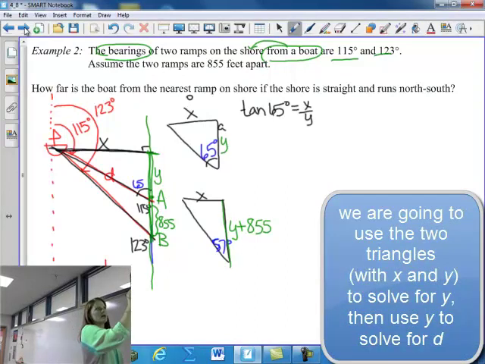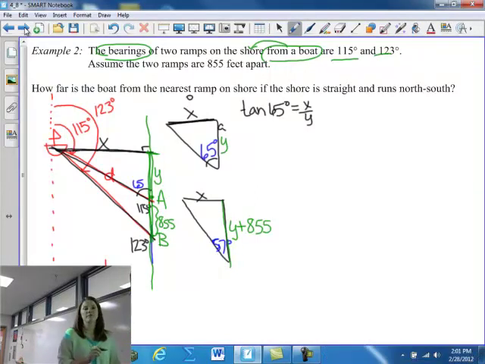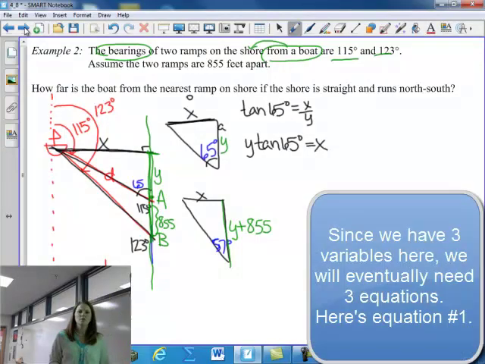Okay? If I wanted to talk about the fact that I know X in both of them, then I could also say that Y times the tangent of 65 is equal to X. And all I did is the exact same thing Mr. Lucky did in his question, which is multiply by that denominator.